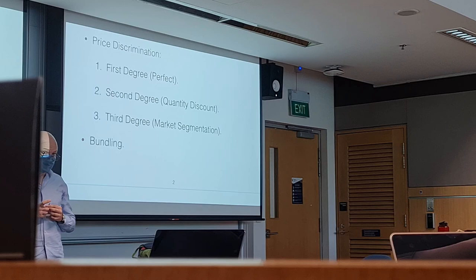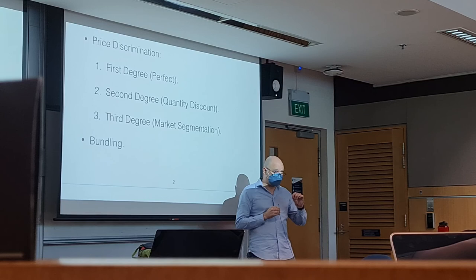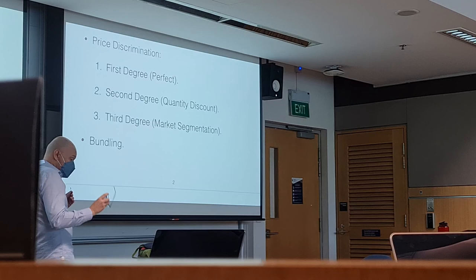Now, since the monopolist can do what the monopolist wants, it's not written in stone that the monopolist should sell units at one price. This is an efficient outcome. There are instances where there are no alternatives and you have to sell units at one price. There are instances where you can charge different groups of people different prices for the same good.